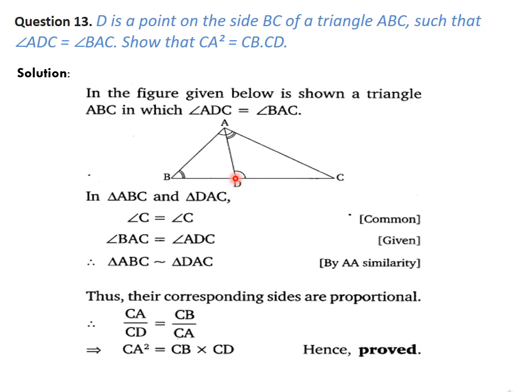The point D is constructed in such a manner that ADC is equal to BAC. ADC is right over here. This angle is equal to angle BAC, this entire angle. This entire angle BAC is equal to ADC. So from there we have to prove this relation.